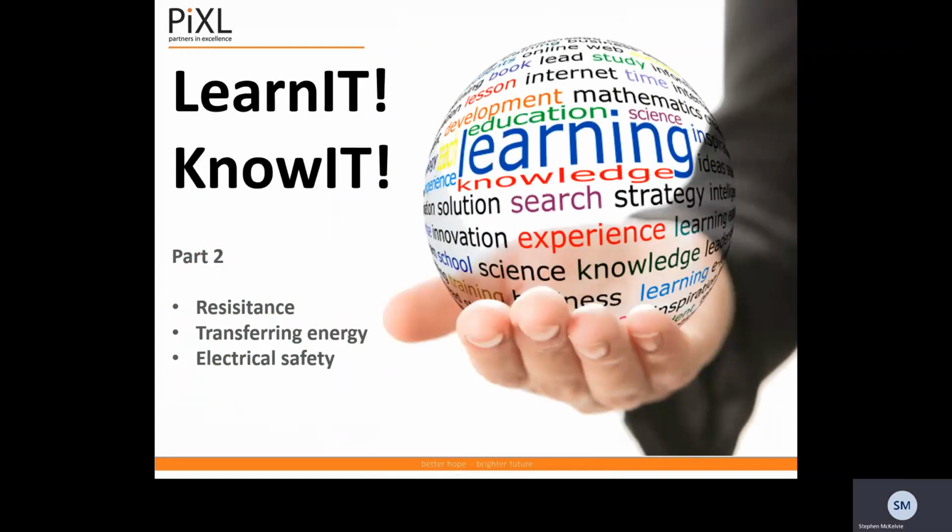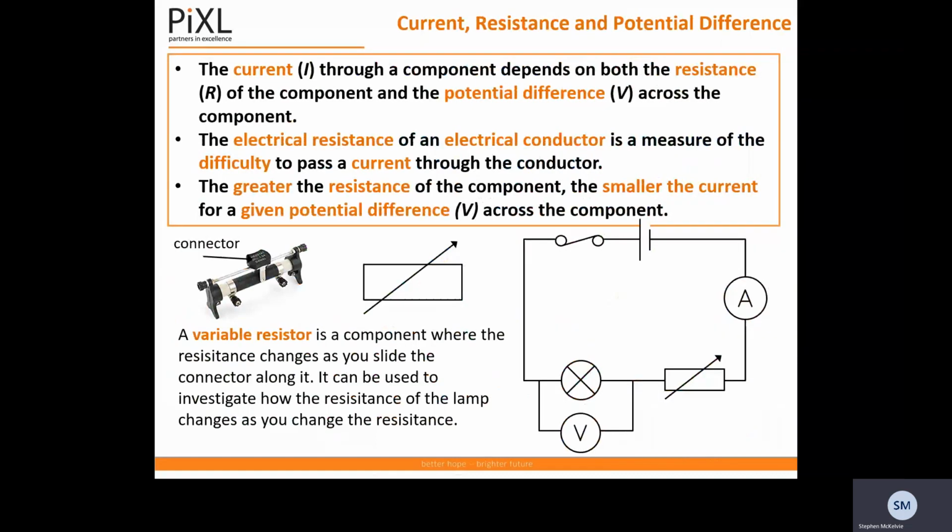Okay, so quick recap. Current through a component depends on both the resistance of the component and the potential difference across the component. The potential difference refers to the difference between the positive potential and the negative potential. If I have a huge difference between the positive and the negative, then there is going to be more repulsion of electrons and therefore an increase in the amount of current.